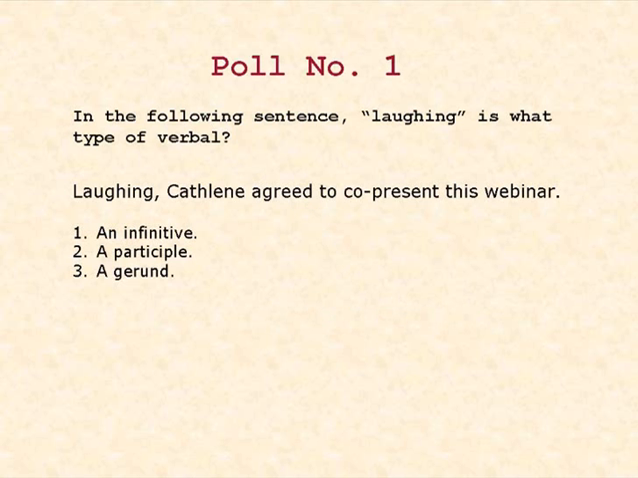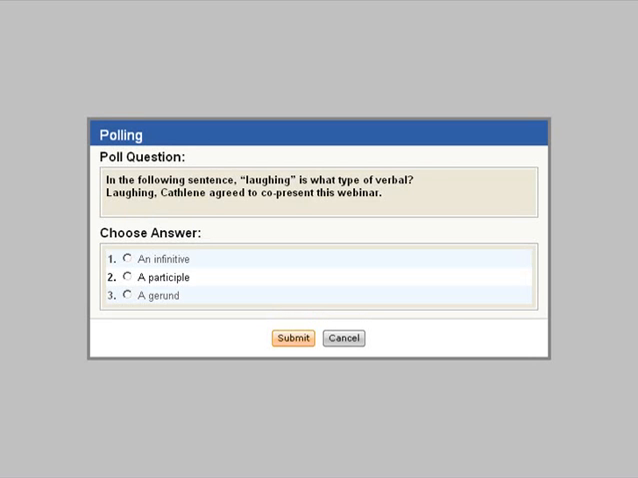And here we come to our first polling question. In the following sentence, laughing is what type of verbal? An infinitive, a participle, or a gerund?